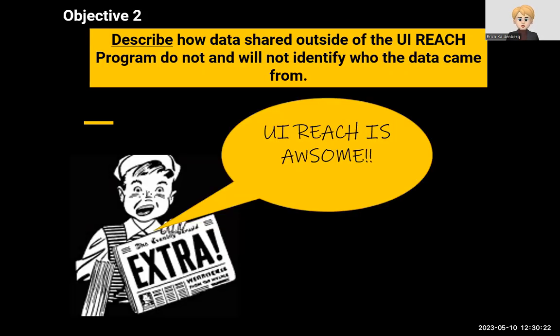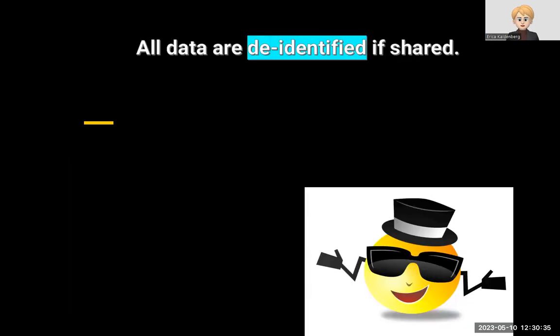Moving on to objective 2. Describe how data shared outside of the UI Reach program do not and will not identify who the data came from. So all data are de-identified if shared.